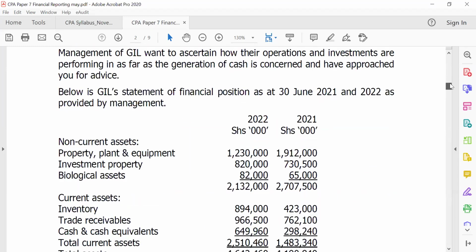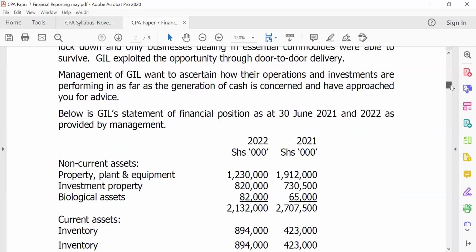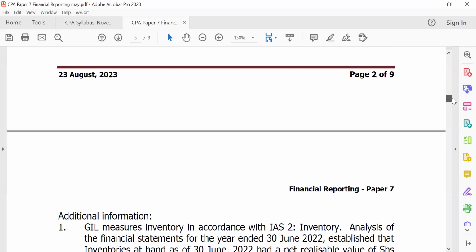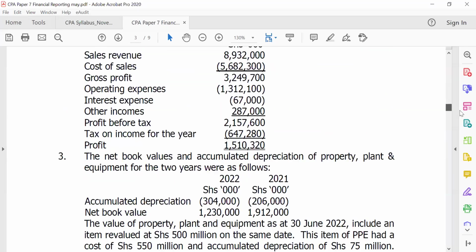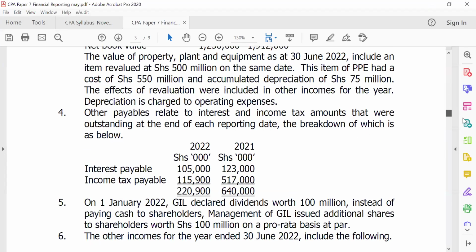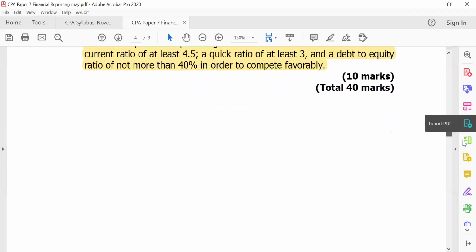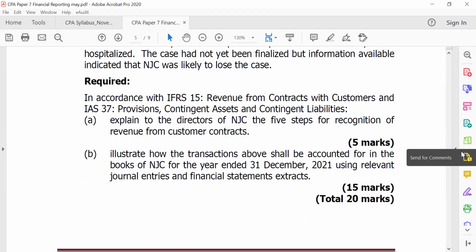So practice. If you can find a study partner with whom you can sit down together to just go through some numbers together and share knowledge, that could also be very helpful for you to pass this paper. It's quite detailed.